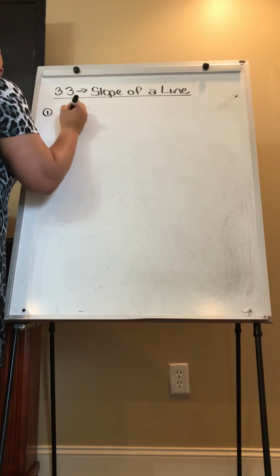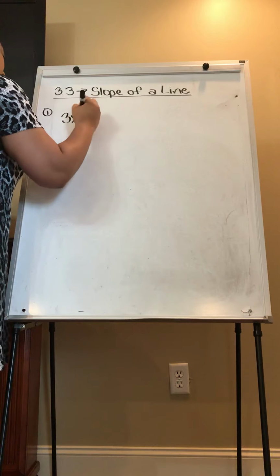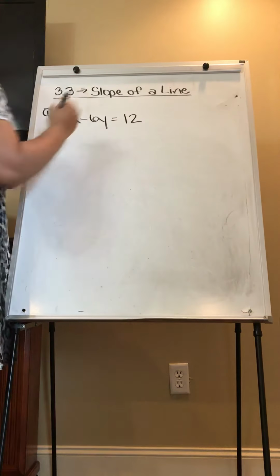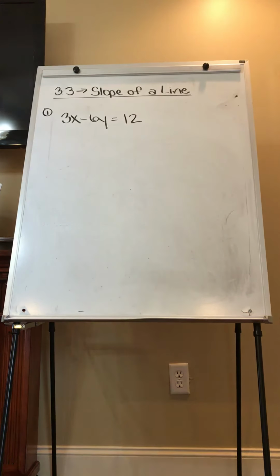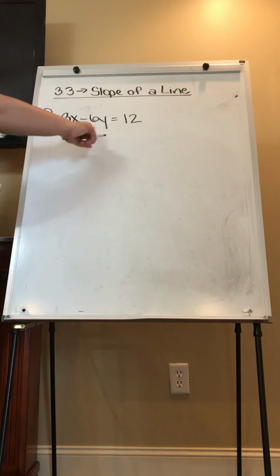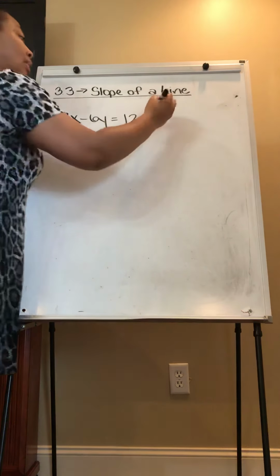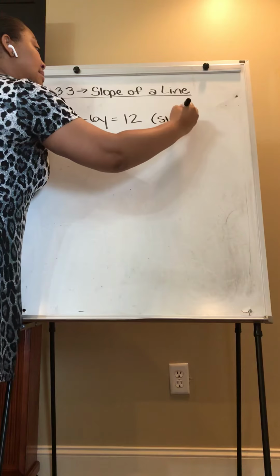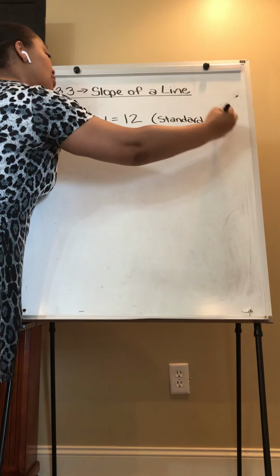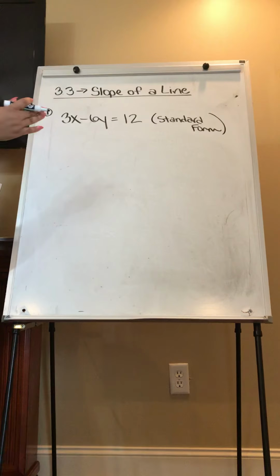Now, if you were to have 3x minus 6y equals 12, granted, that's a line for an equation, and it's in standard form. This is standard form. I would like for you to put this in slope-intercept form. We need to know how to go between the two forms.